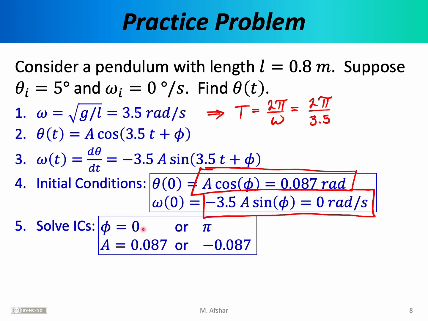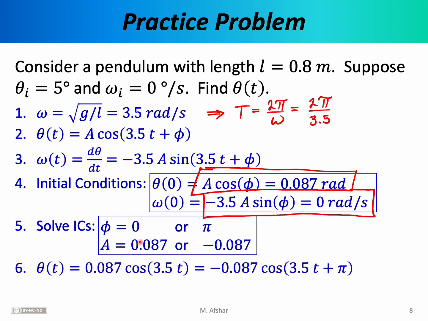It turns out there's another solution. You can also say phi should equal pi. If phi is equal to pi, then a must equal minus 0.087. So you can either have this pair of solutions or this pair of solutions. On an exam, either one is acceptable, although the convention usually is to choose the positive amplitude.